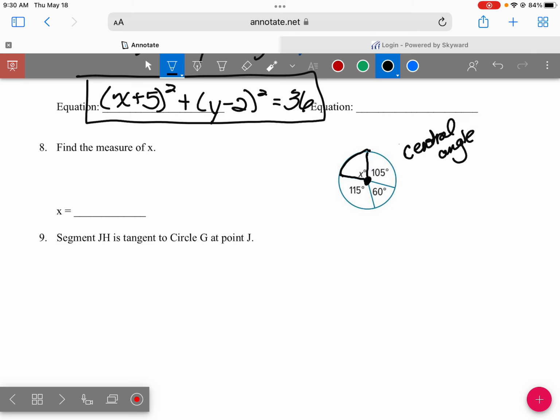How would I find that measurement? Adding up all the things plus 360. Plus 360? No. I mean 360.